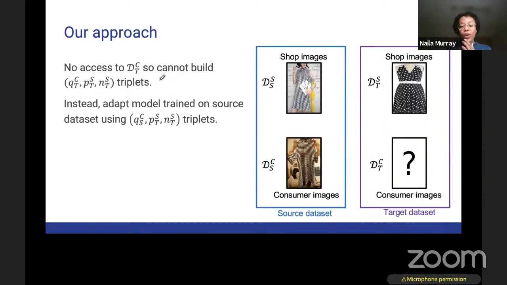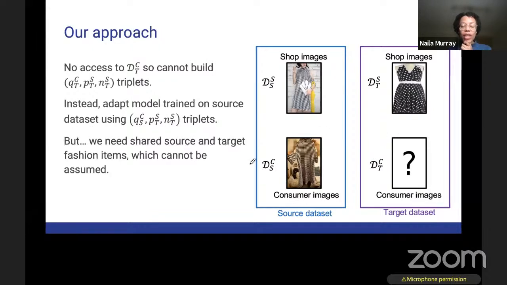What we're going to do instead is adapt a model that was trained using these types of triplets from source data. We're going to use triplets of this form: we take consumer images from the source data and try to create triplets between these two domains. But we don't necessarily have shared items. So how are we going to get these labels? How are we going to associate consumer images from our source data set to shop images from our target data set?